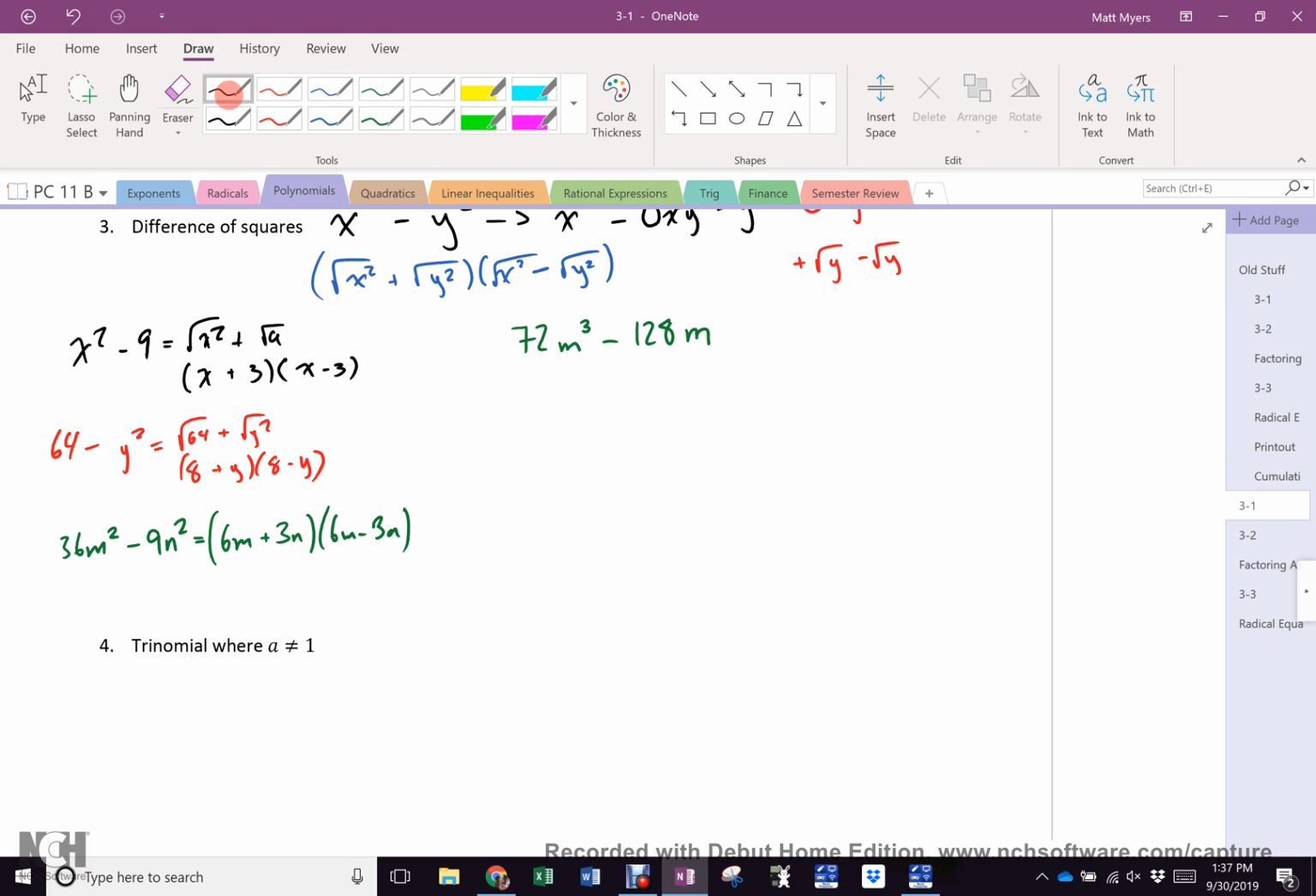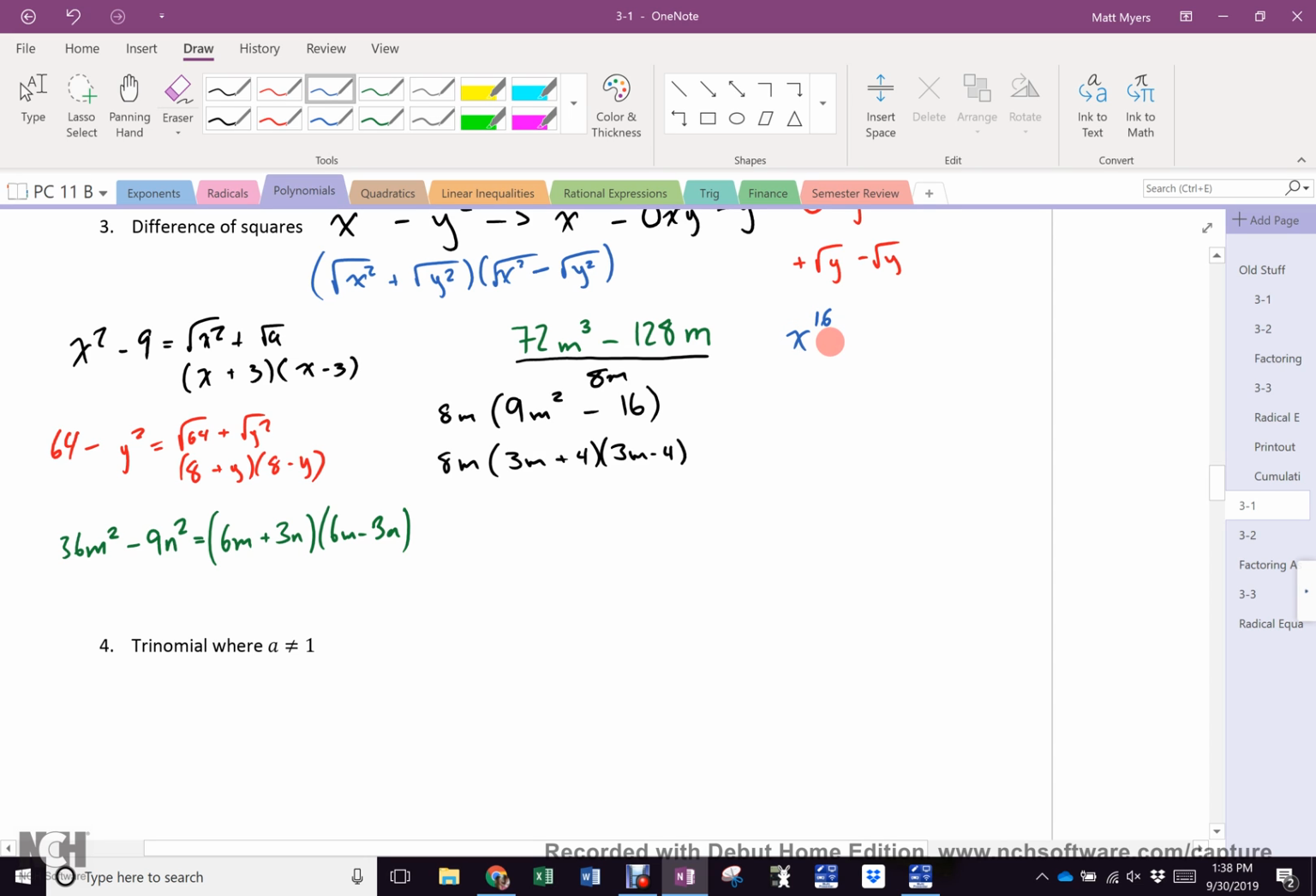Eight, okay. By 8 what? M. To get 8m, 9m squared minus what? 16. Then what? Three m. And then conjugate. Nicely done. What about this one? No, I lie.